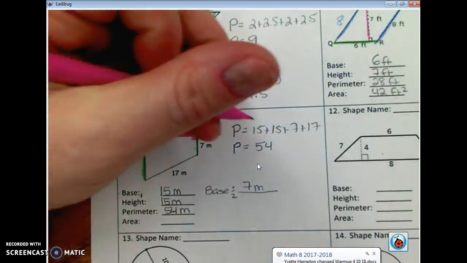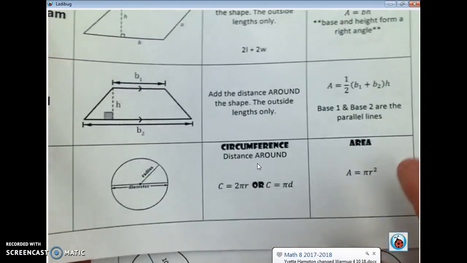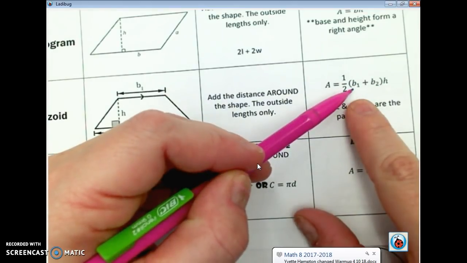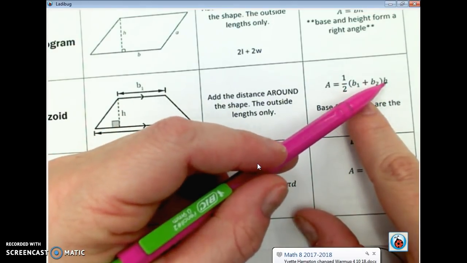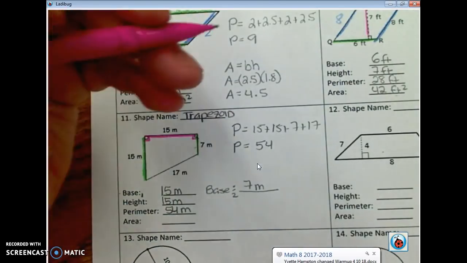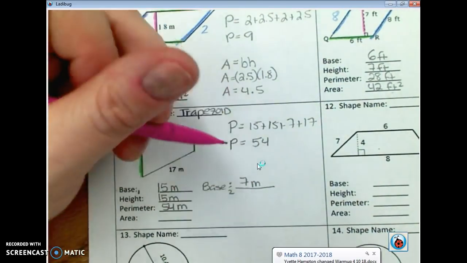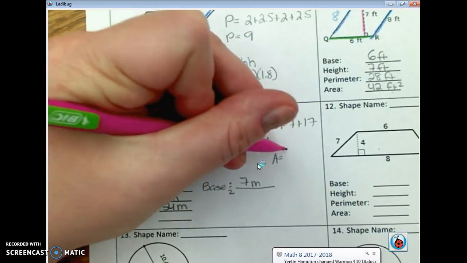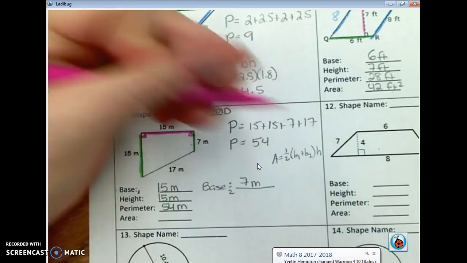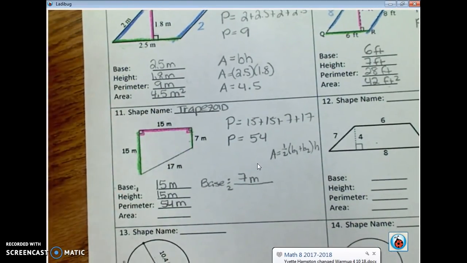Now for my area, I have to go to my formula sheet. Remember, we talked about how you have to add the bases together first, then multiply them by the height, and then divide it in half. I ran out of room by writing this base here, so I'm going to just write it off here. Area equals 1/2 base 1 plus base 2 times height. Always start with your formula.